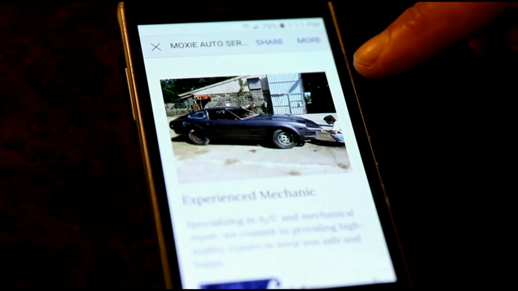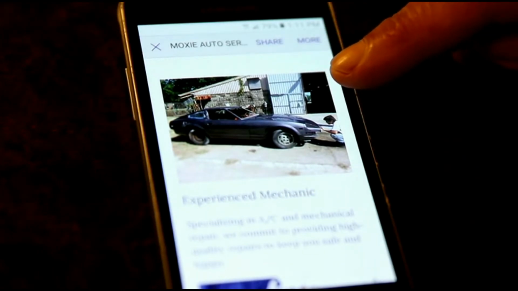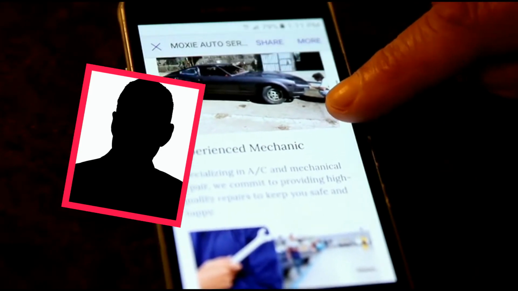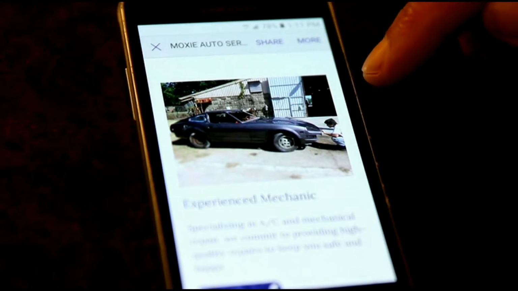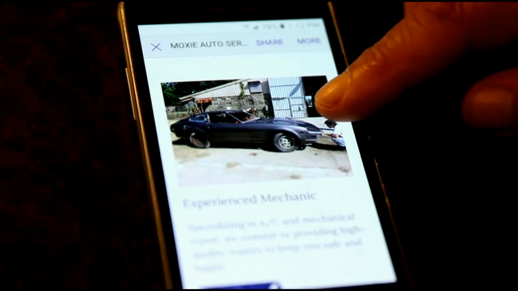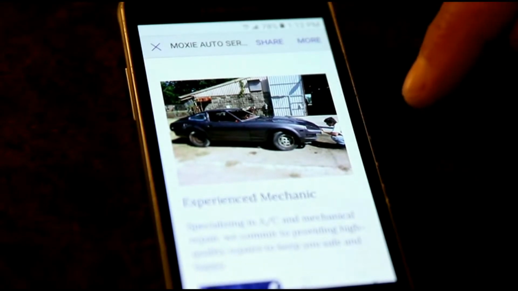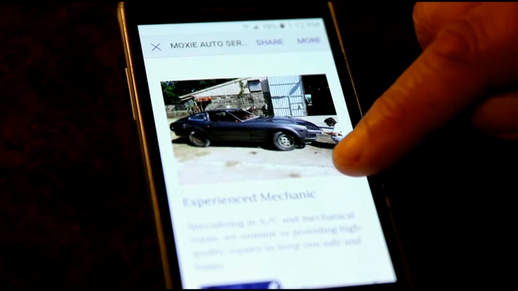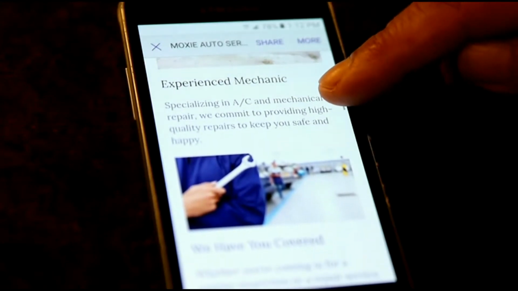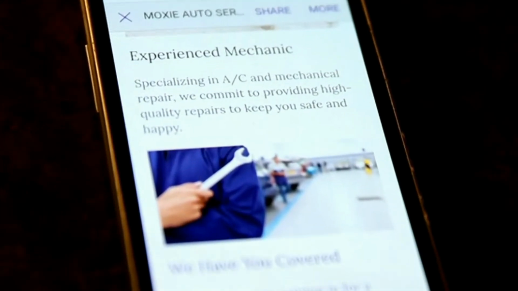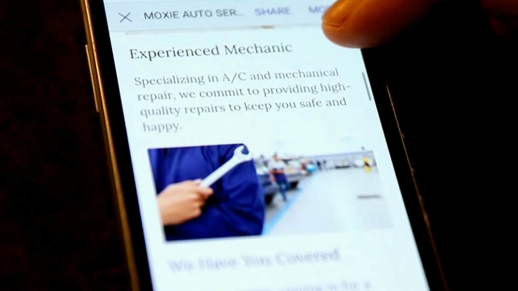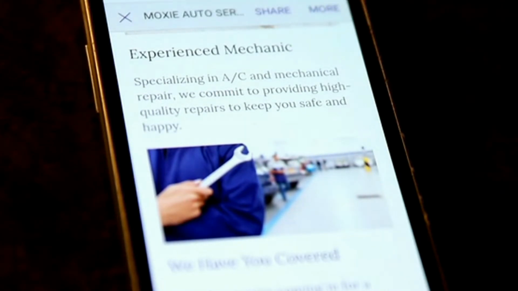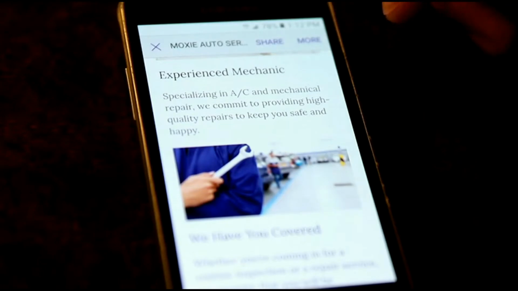So I would strongly suggest that be changed to a picture of the shop owner. Even the shop owner and staff would be a lot better than just a picture of this vehicle, obviously being looked at by somebody. It's just not the strongest image that I would recommend putting on a repair shop website. Your first titling here, Experienced Mechanic. That's great. Specializing in AC mechanical repair, we commit to providing high quality repairs to keep you safe and happy. Again, where's your picture? Don't hide behind your website.